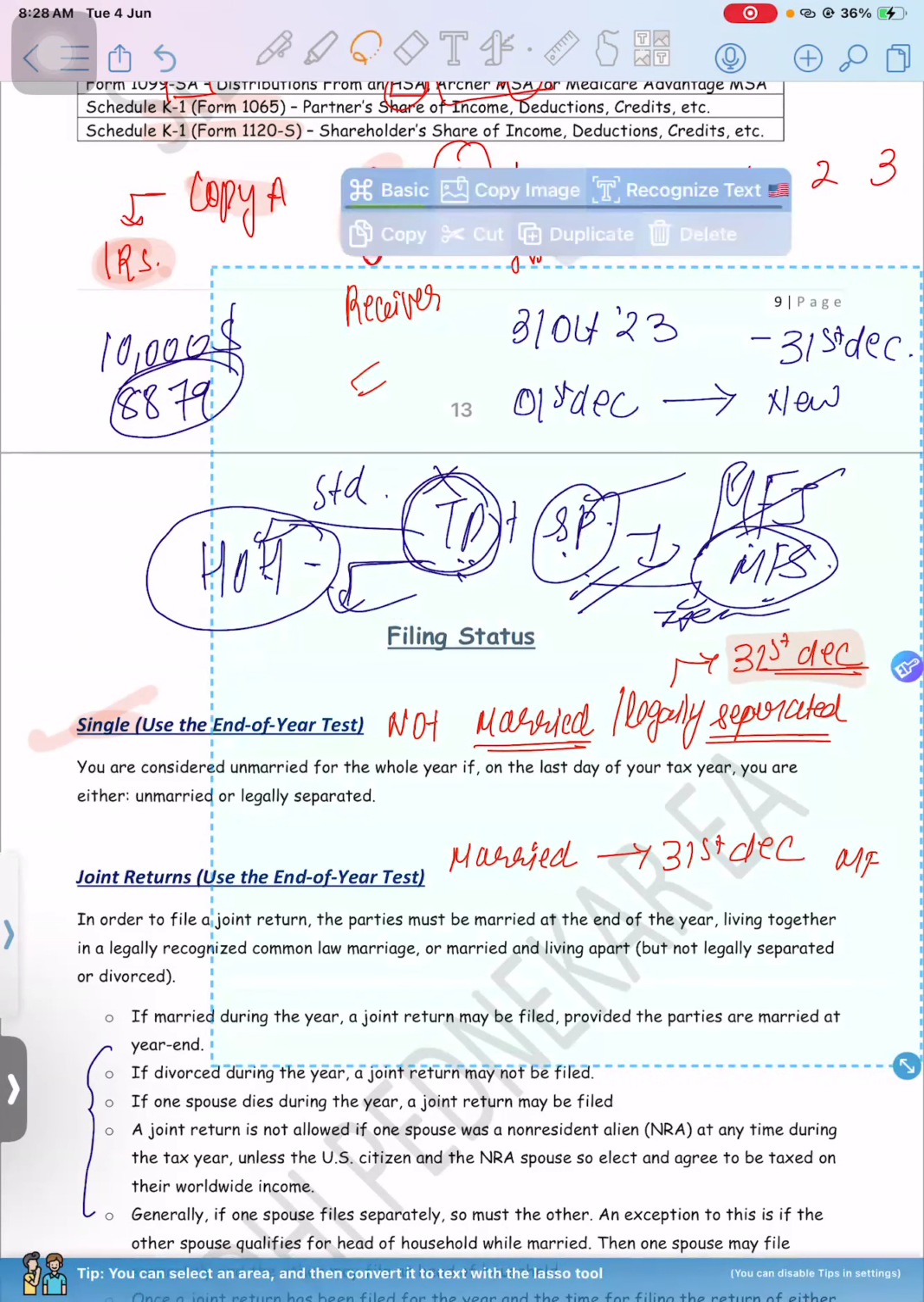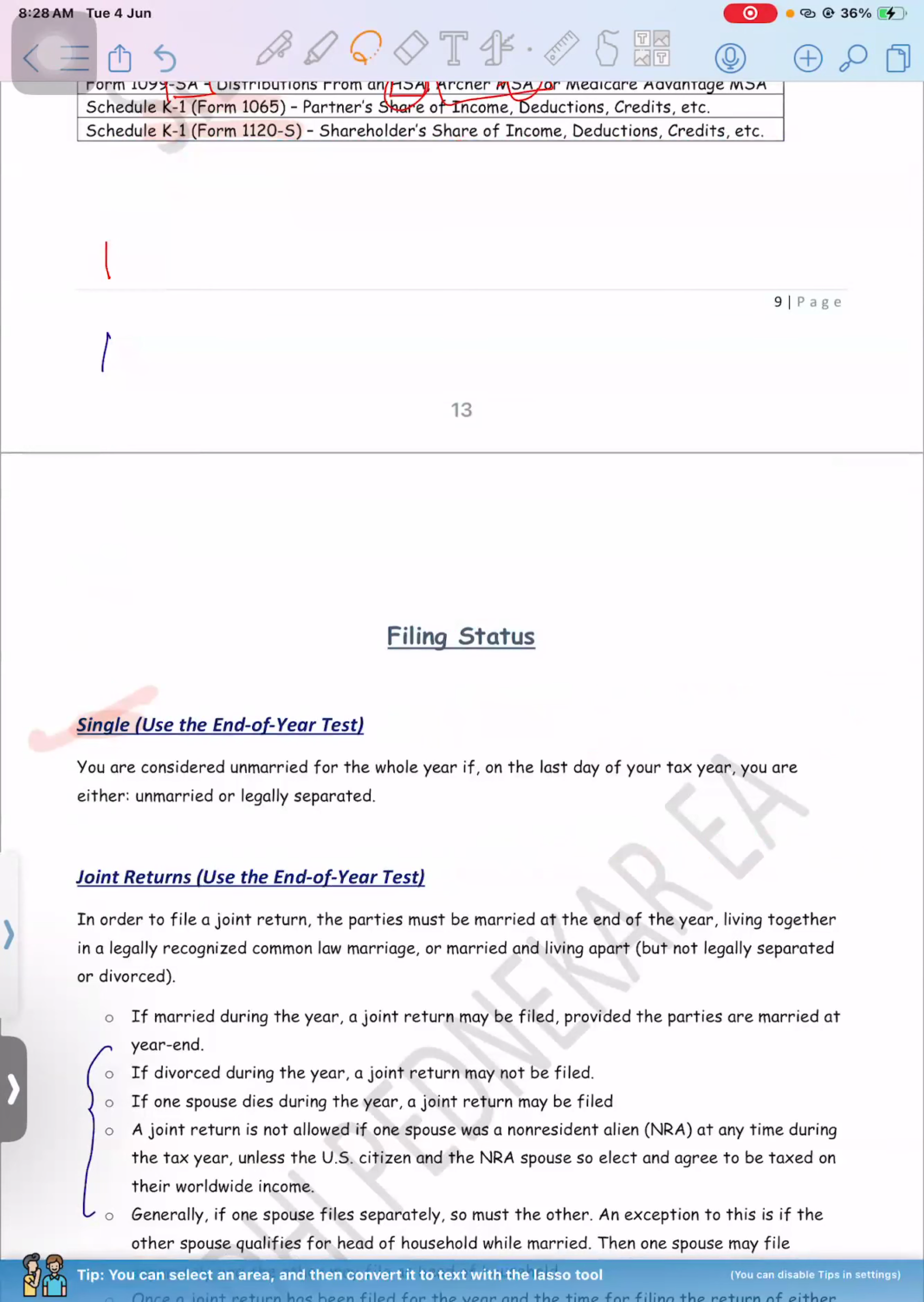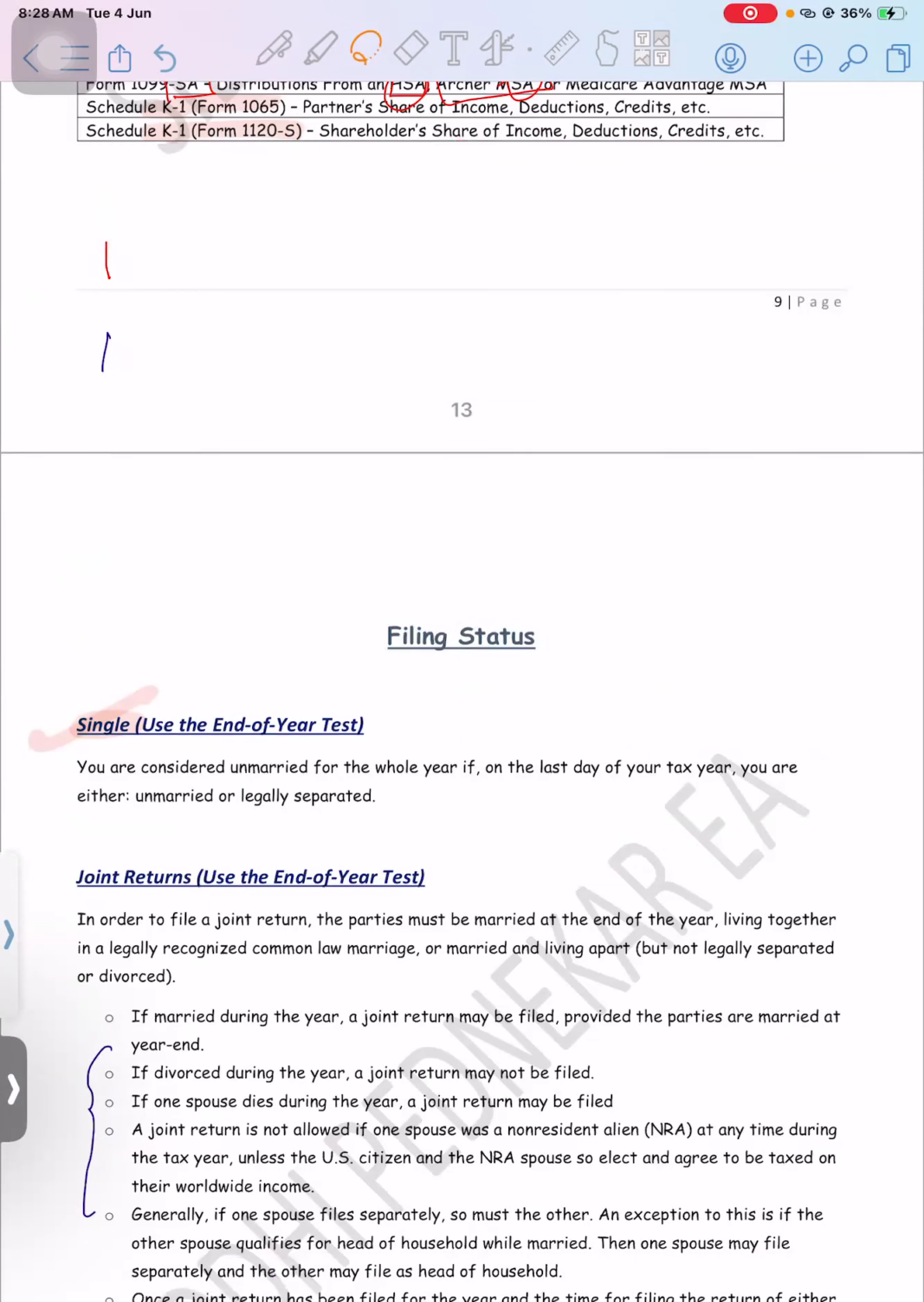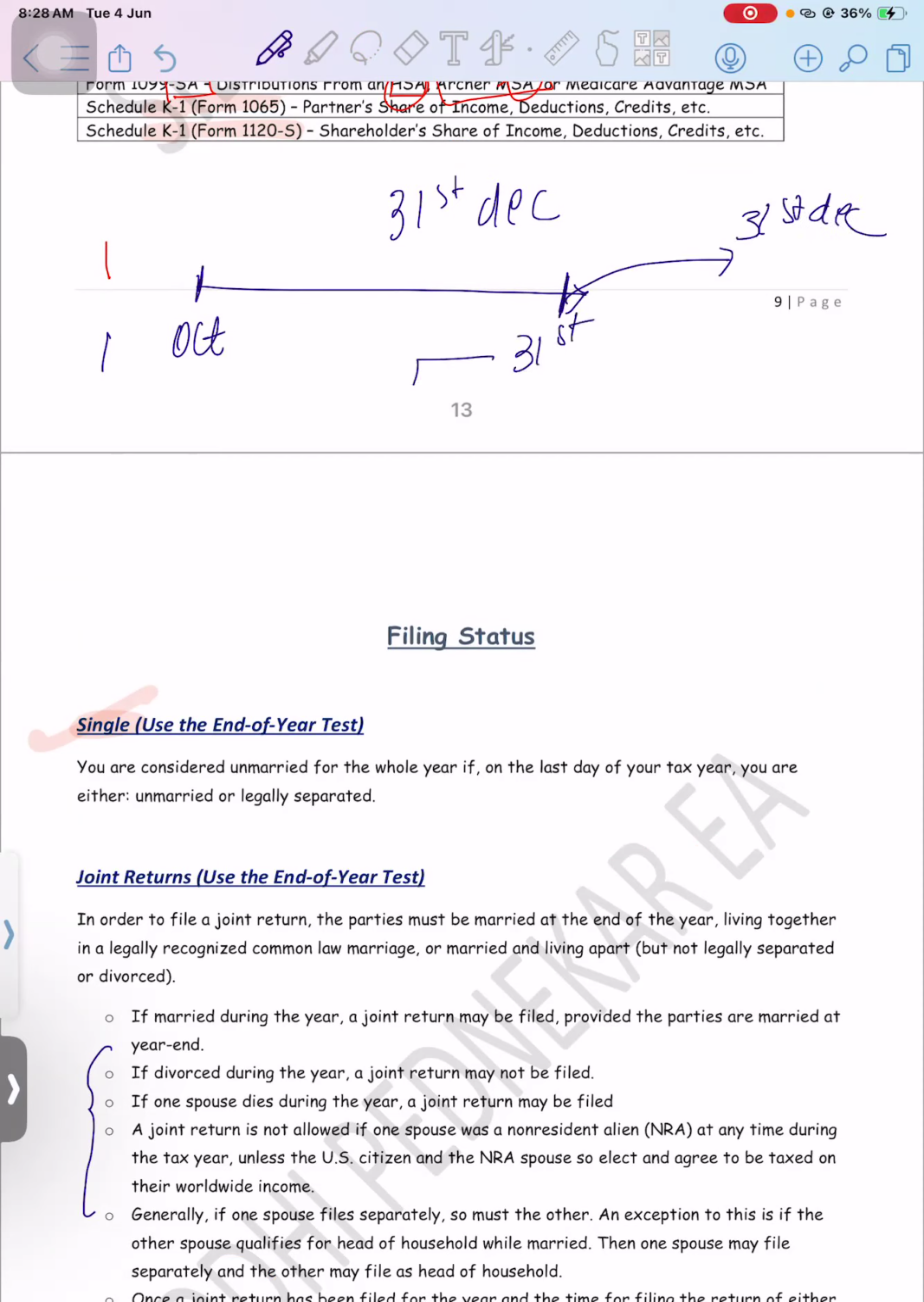Whenever you are going to file a return, you're going to file it once, right? You're not going to file a return on 31st October. You will check the status on 31st December. That's why please follow the timeline. Person died in October. Okay. The person is going to file a return after 31st December. So check the status. What is the status of the taxpayer?